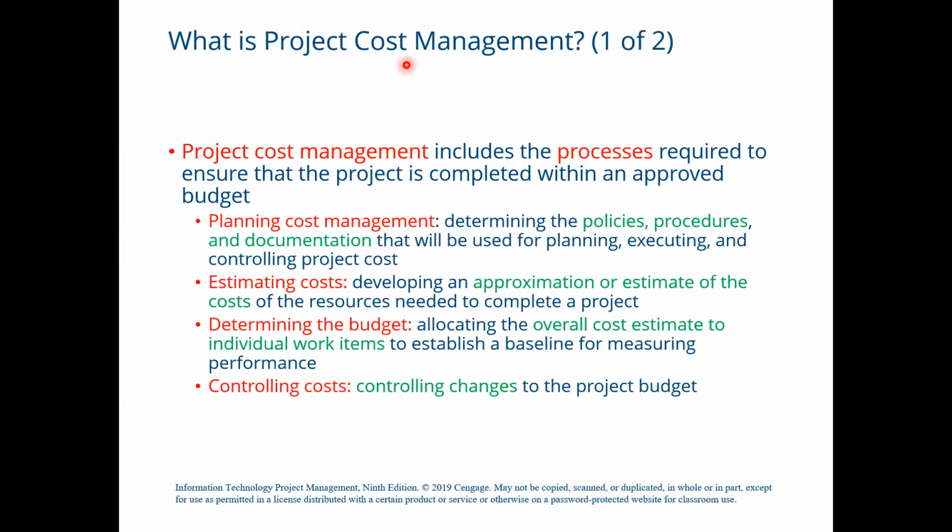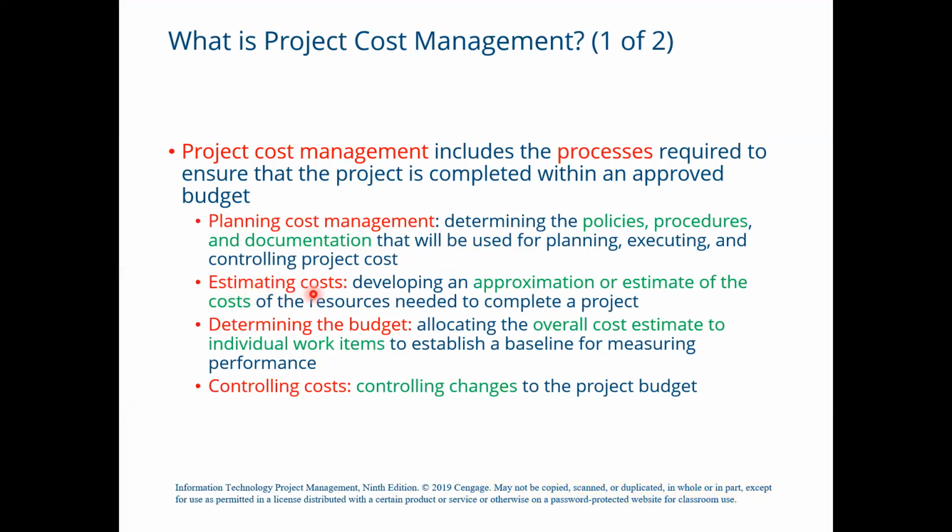So, what is the cost management process? It's actually a combination of 4 processes. Project cost management includes the processes required to ensure that the project is completed within an approved budget. Number one process is planning cost management, which means determining the policies, procedures, and documentation that will be used for planning, executing, and controlling the project cost.